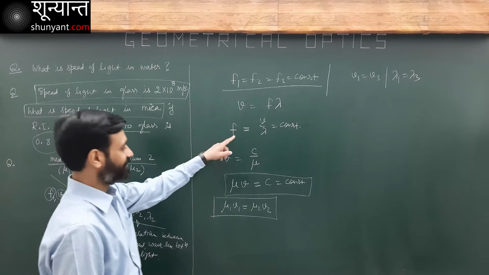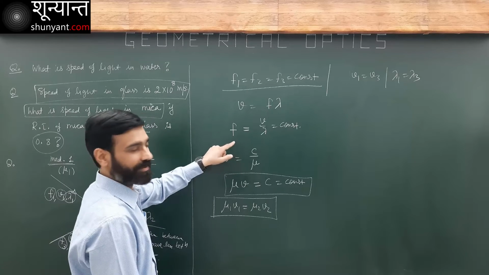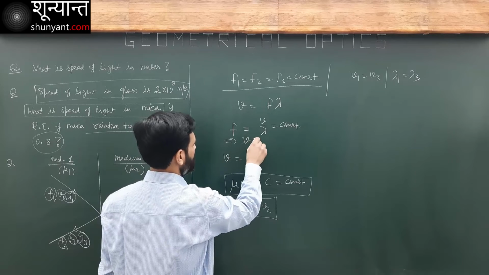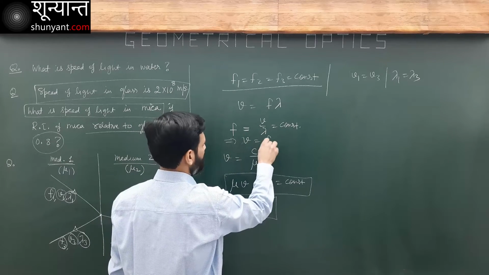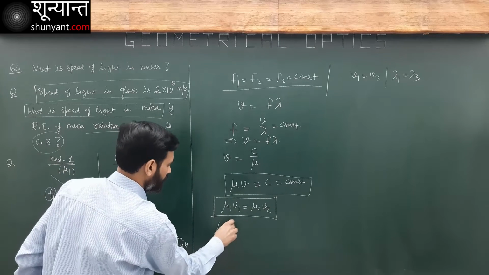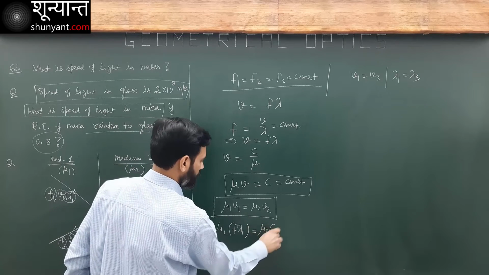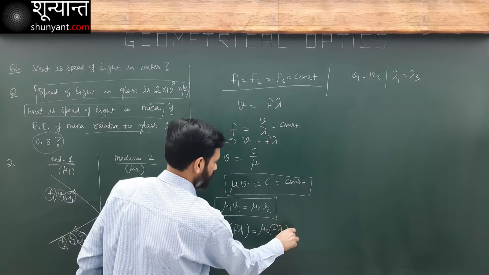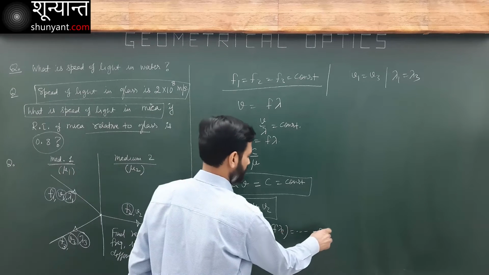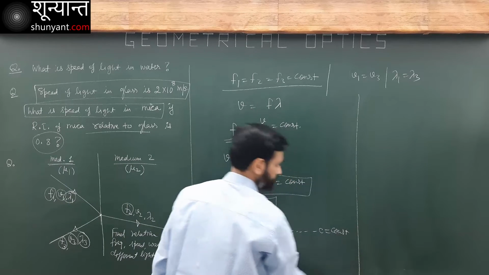Okay, you understand this? And now from here, I'm going to write lambda, or if I write it as V is equal to F times lambda. Okay, this is mu1. F times lambda 1 is equal to mu2 F times lambda 2 is equal to C is equal to constant. Okay. So I have this relation.